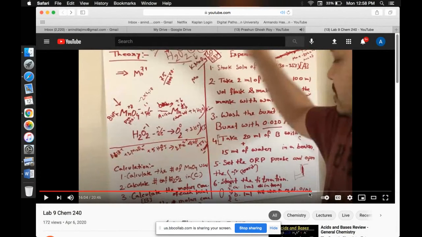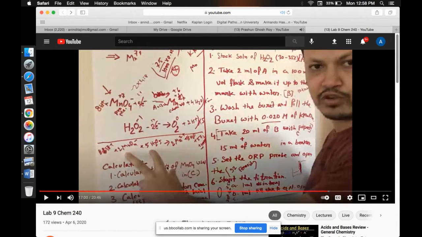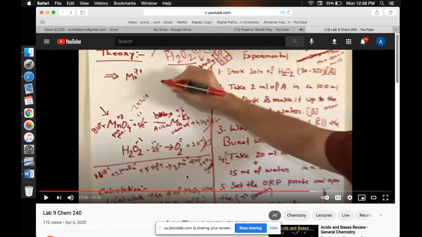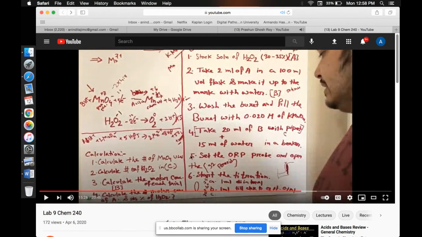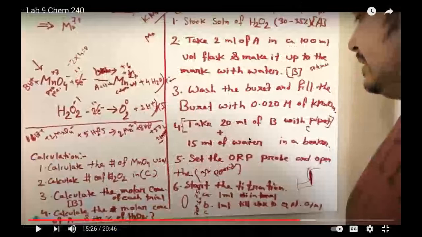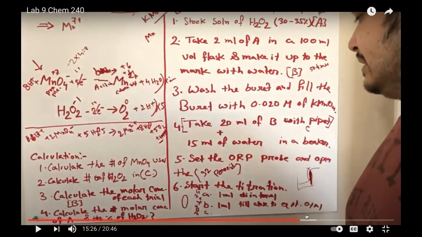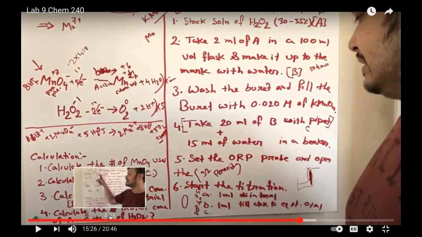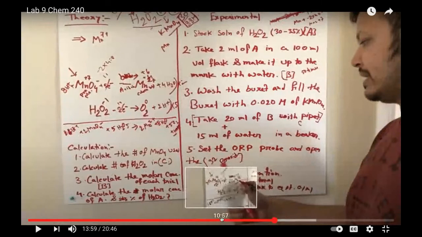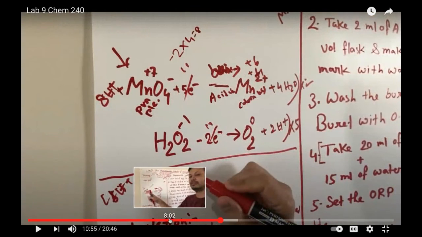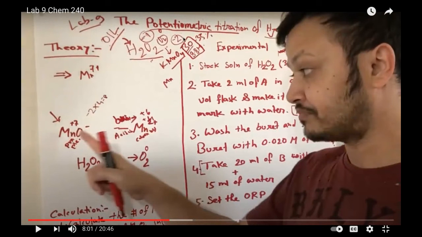The last question is, calculate the molar concentration of A and percentage of hydrogen peroxide. You see, the molar concentration you got, suppose 8. Suppose you got 8. You have to find out the percentage of hydrogen peroxide. Whatever molar concentration you get, if it is 8.8 molar, it is 30%.